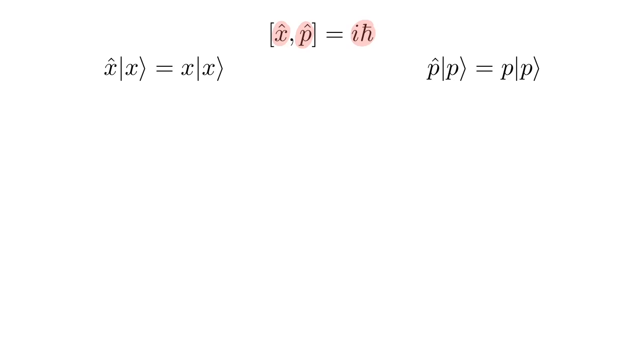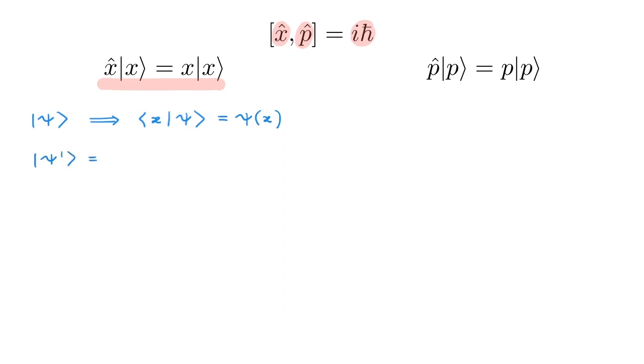Because wave functions are defined as the representation of a state vector in the basis spanned by the eigenkets of the position operator, the action of the position operator on wave functions is trivial. To see that, let's consider the eigenvalue equation for the position operator: x hat acting on the ket x is equal to the eigenvalue x times the ket x. We then write an arbitrary state psi, and we consider its representation in the position basis. To do that, we calculate the bracket of psi with x, which gives us the wave function psi of x.